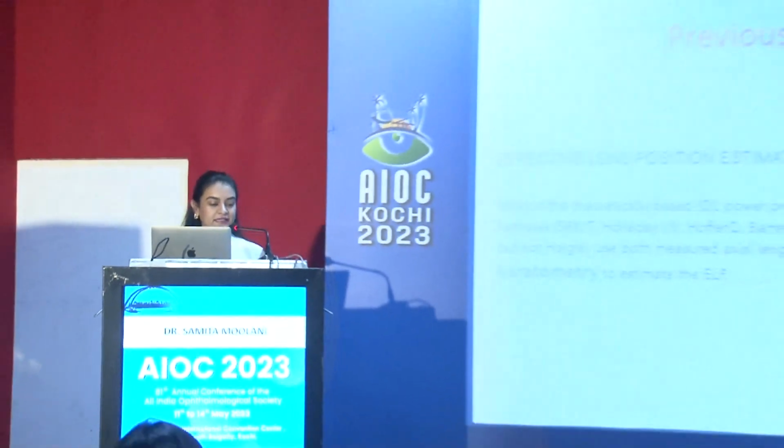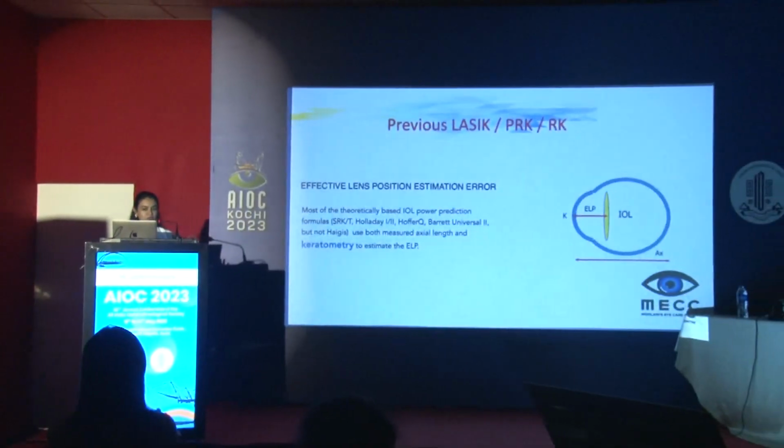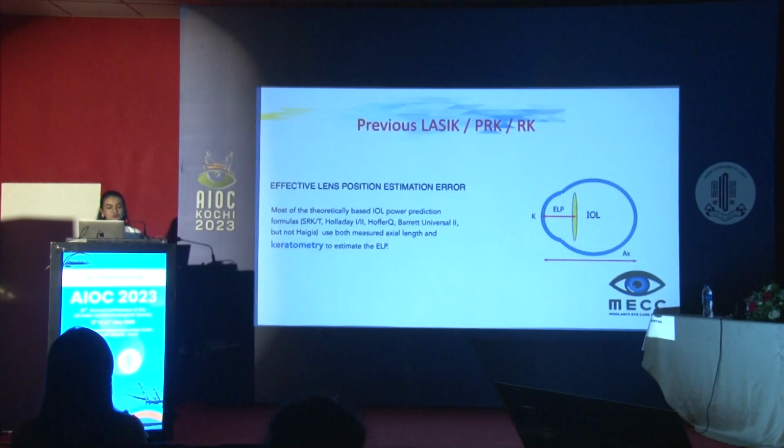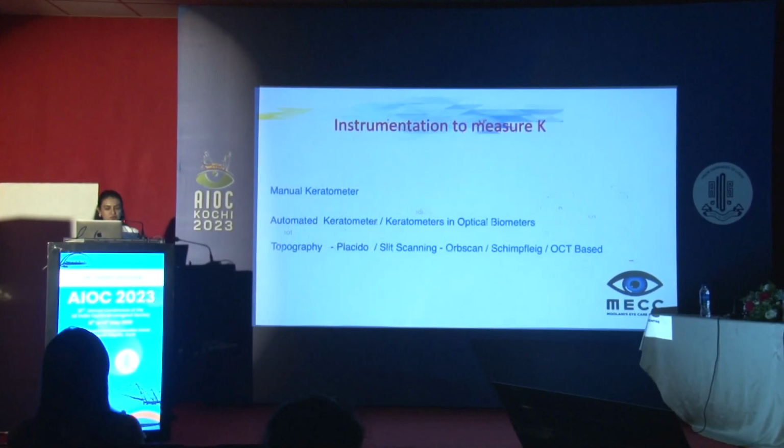So along with the corneal power and the aberration, now we come to the third point, which is the effective lens position estimation error. Most of the IOL power predictions, you measure K1 and K2 and then the axial length, and based on these two readings you get the ELP. But now K1 and K2 is not measured correctly because the proportion of anterior cornea to posterior cornea has changed. So the ELP is also wrong.